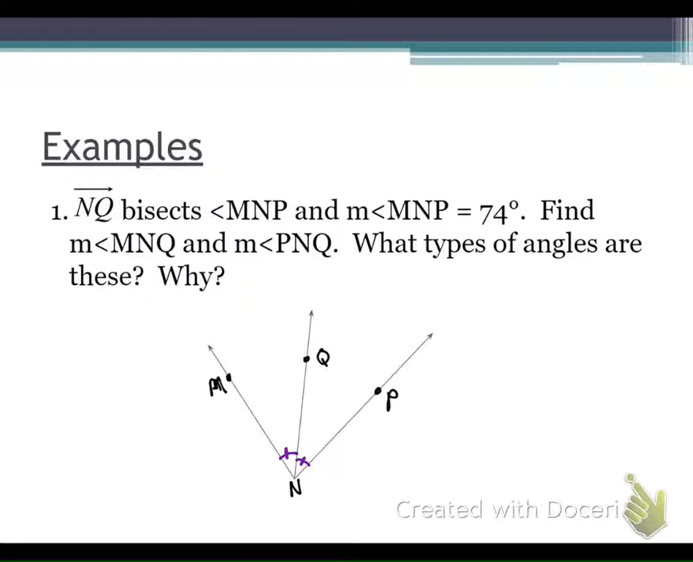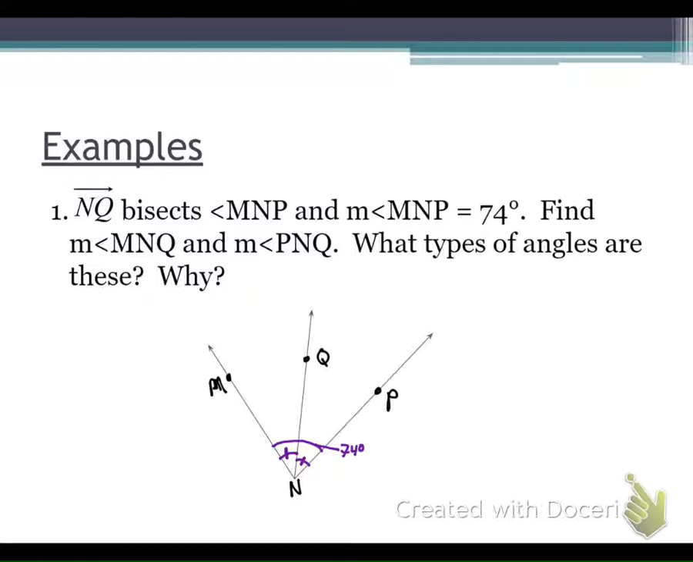We also know the measure of MNP. So I'm going to show that by drawing a big arc across it, and then normally you'd write it on the inside, but I'm going to draw a little arrow and write 74 right here. Okay, so what I'm going to do next is a lot of steps. We're going to do it multiple times so that you can see what's happening.